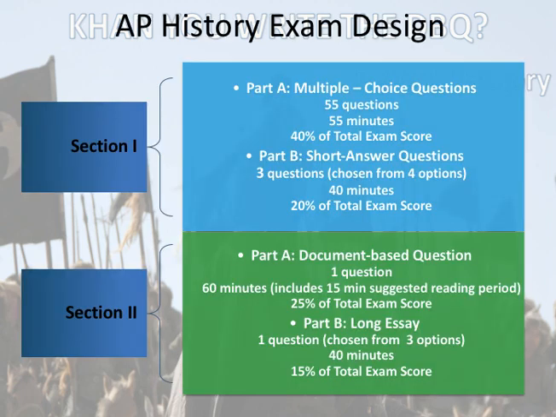So just to give you a little bit of an outline of what your entire AP exam is going to look like, Section 1 will be the multiple choice questions and the short answers. Hopefully you've covered those by now. And Section 2 will be the writing. It will be a 100-minute period that you manage to write both a DBQ and a long essay.